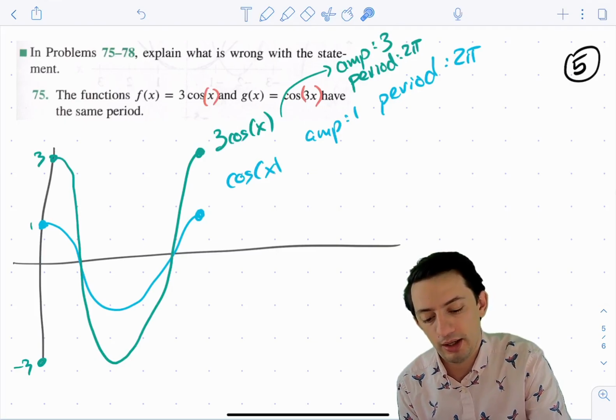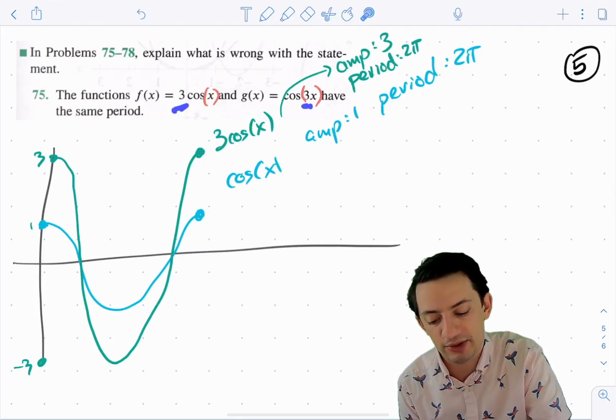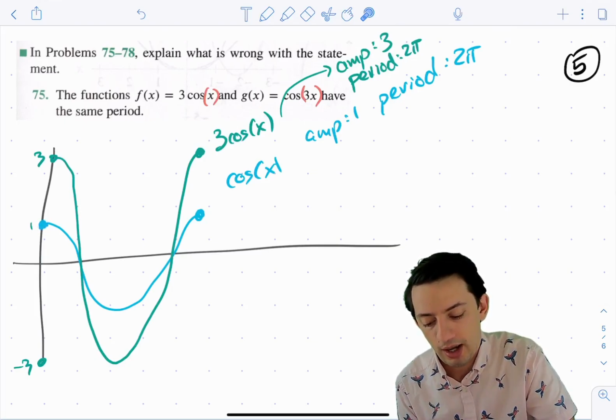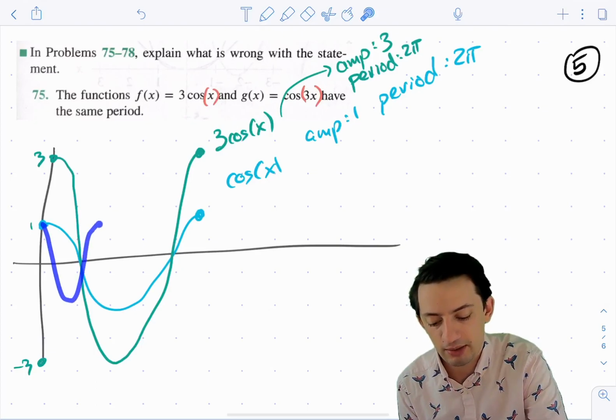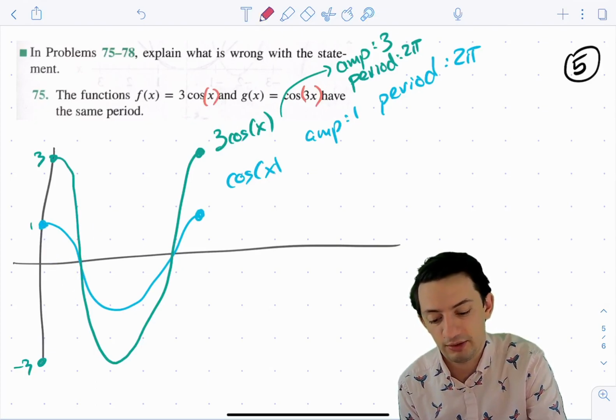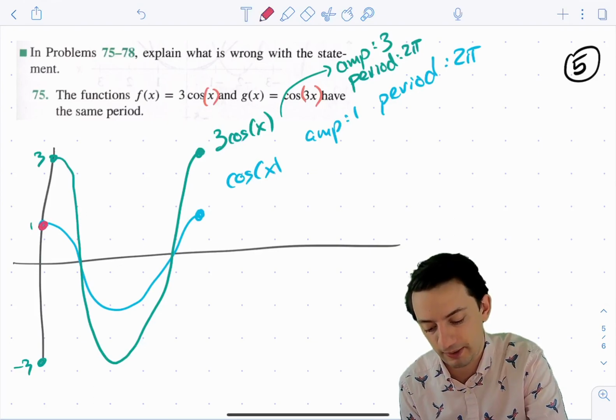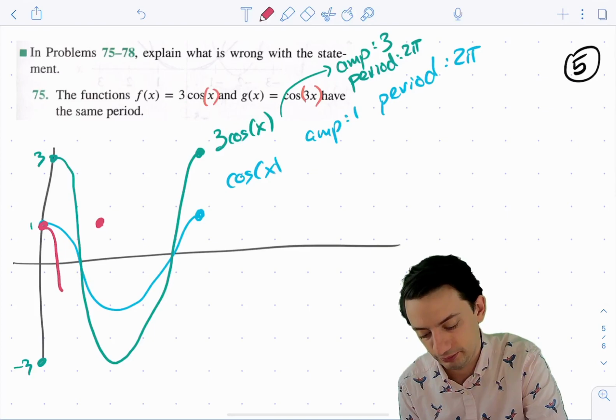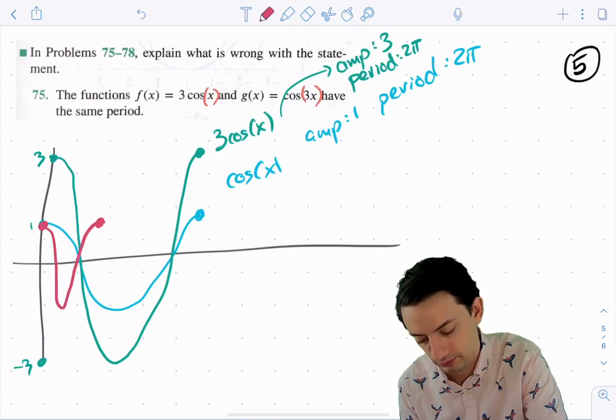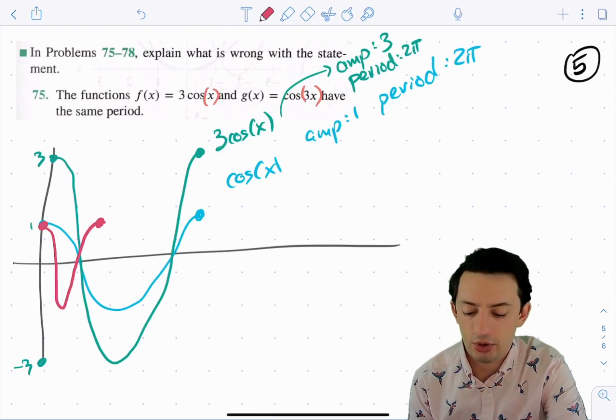So it has a 3 inside but not outside. So it starts at 1 and it does the same kind of thing, but it does it much faster. It does it 3 times faster. So it looks something like, let's see, probably something like this. So this is cosine of 3x.